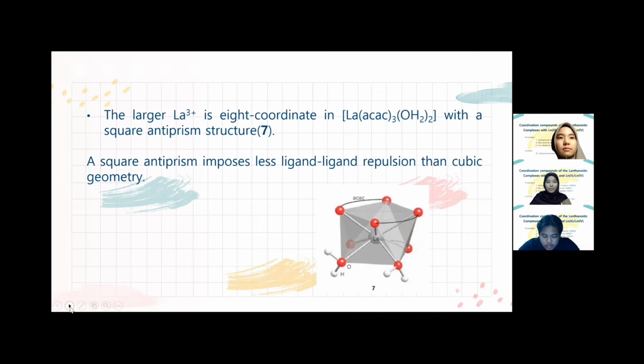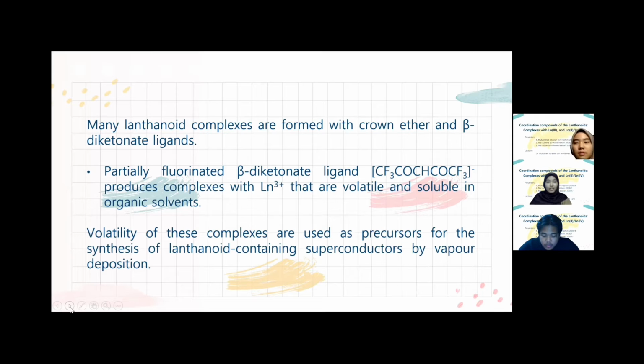Next. Many lanthanoid complexes are formed with crown ether and beta-diketonate ligands. Partially fluorinated beta-diketonate ligand CF3COCH-COCF3-, nicknamed FOD, produces complexes with Ln3+ that are volatile and soluble in organic solvents.